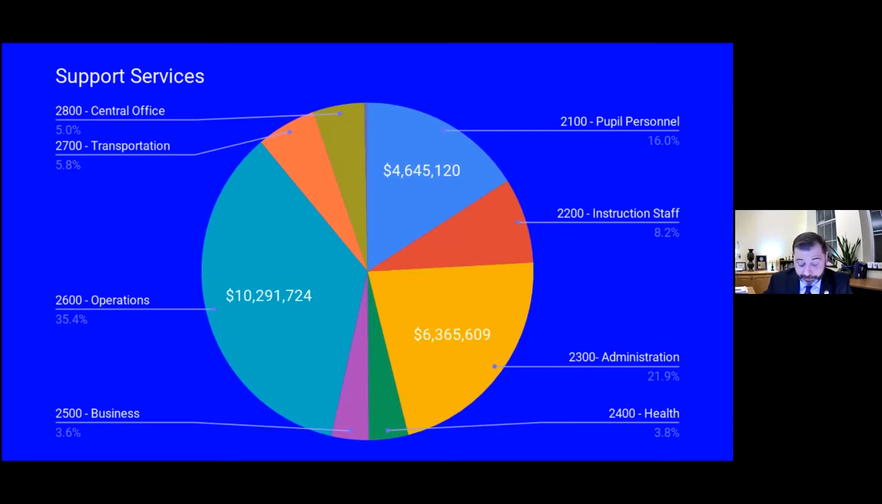2600, maintenance, buildings and grounds, vehicle maintenance, safety and security, all run through the 2600 department. 2700 is our transportation department. 2800 are evaluation services, staff services, human resources, and data processing. And the 2900 category are actually just pass-through monies from the IU.